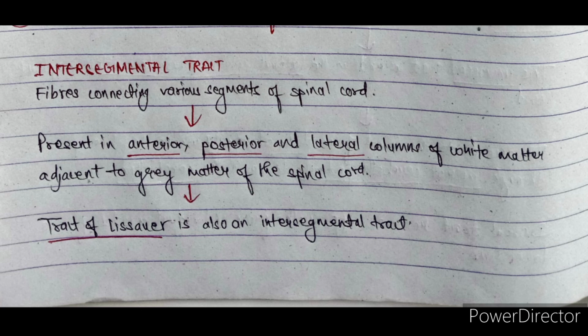Now let us start with the intersegmental tract. What is the intersegmental tract? These are the fibers connecting various segments of the spinal cord, present in anterior, posterior and lateral columns of white matter adjacent to gray matter of the spinal cord. The tract of Lissauer is also an intersegmental tract.